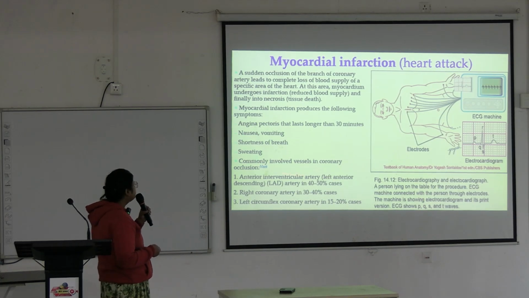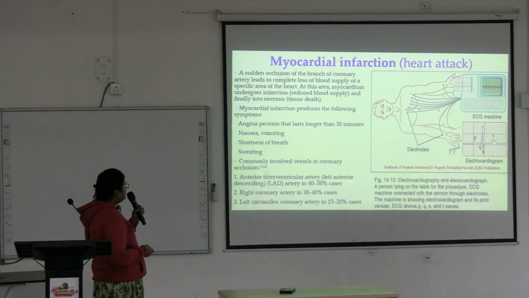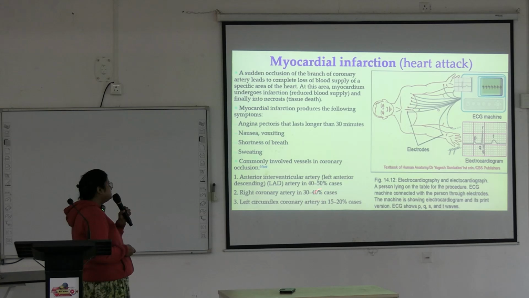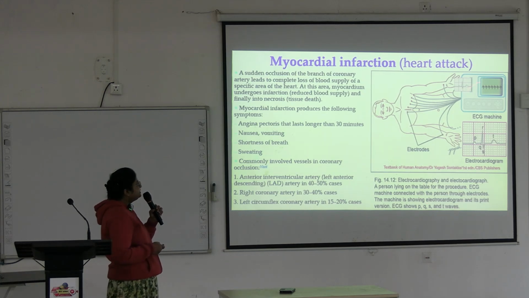Commonly involved vessels in coronary occlusion are the anterior interventricular artery, as we have seen in the previous picture, in 40 to 50% of cases, that is the left anterior descending, LAD. The right coronary artery in 30 to 40% of cases, and the left circumflex coronary artery in 15 to 20% of cases. Here ECG is being done. This is the most commonly advised investigation in heart block.